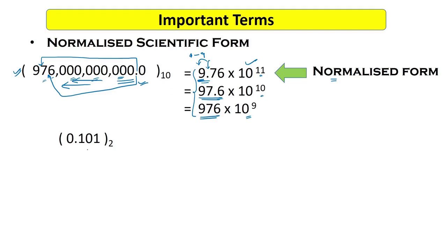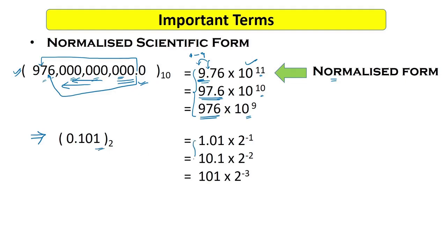Now let's take the example of a binary number, because in the IEEE 754 representation we are actually interested in binary numbers only, okay? So here you can see I can express this number in these three different scientific notations, okay? If I move this decimal to the right side, I can get 1.01 into 2 to the power minus 1. As you know, when we move to the right side we use the power minus, and when we move to the left side we use the power plus.